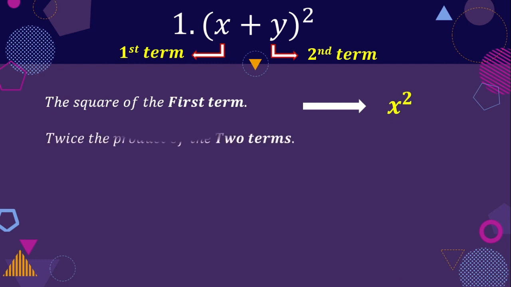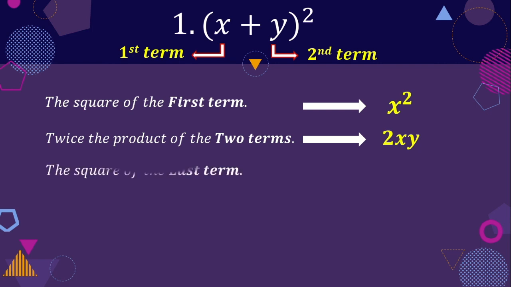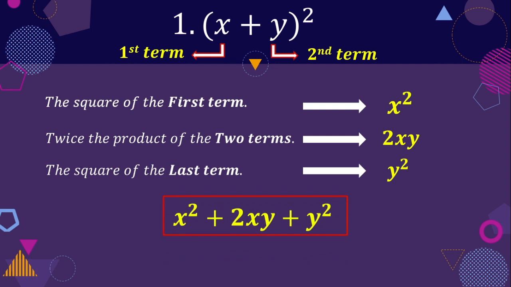Next, twice the product of the two terms. Our terms are x and y. We simply need to have twice its product, so we will have 2xy. And for the last term, we need to square it and we will have y squared. After getting all the terms, combine them using the operation addition, based on the given. And we will have x squared plus 2xy plus y squared as our final answer.